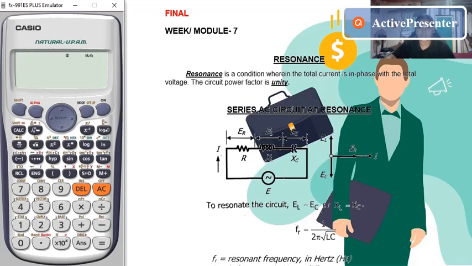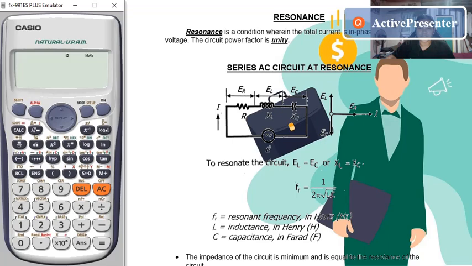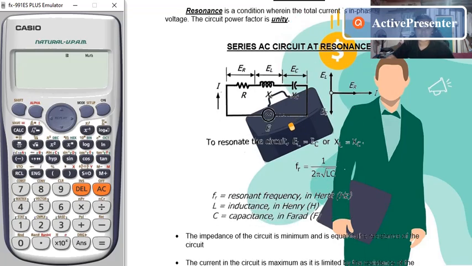So here we have our series AC circuit at resonance. So we have here our circuit. Since it is a series circuit, we have R, XL, and XC. To resonate the circuit, we have voltage EL equal to EC, or XL is equal to XC.